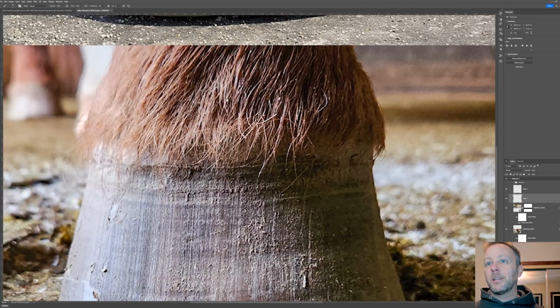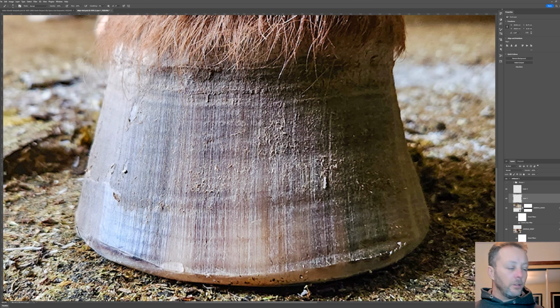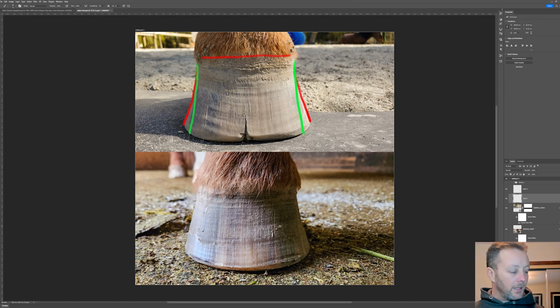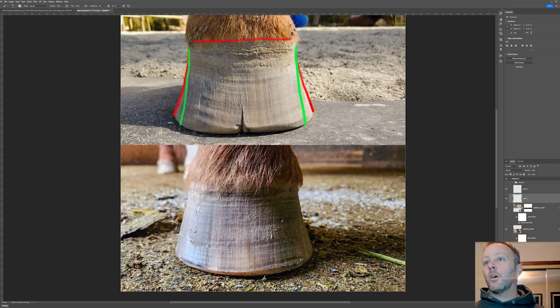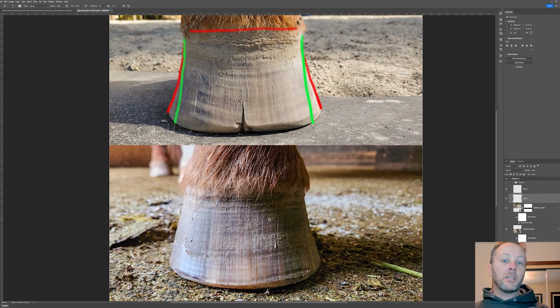Let's take a look at the fixed hoof. The first thing we can see when we look at this is that it's a little bit shorter of a hoof. The scale is about the same. I try my best to make the scale as close as possible, but it's a little bit shorter of a hoof.